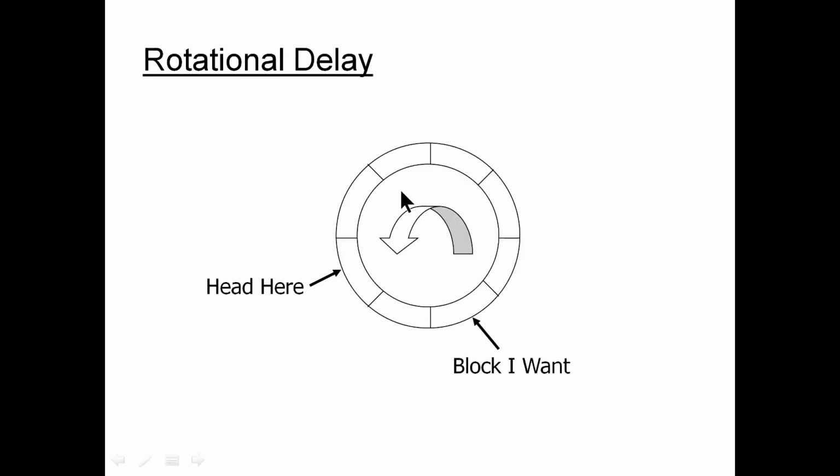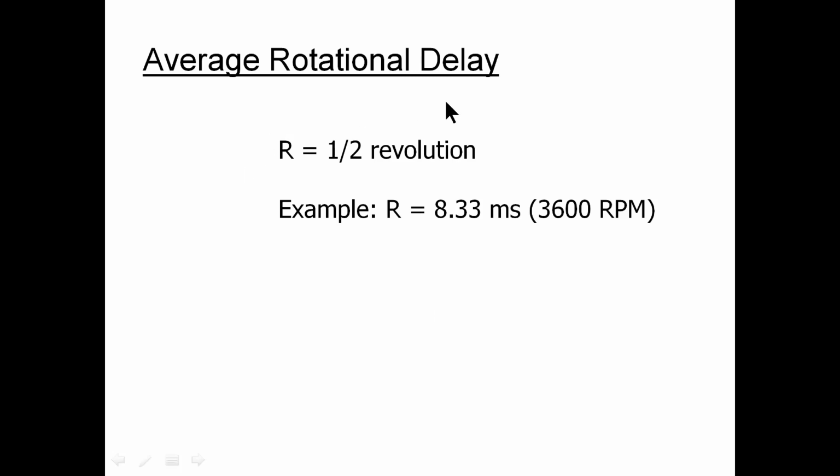Now rotational delay: the head is here and the block you want is here. So there is a rotation in order to get this block under the head to do the read or write, and this is the rotational delay. Average rotational delay is generally half a revolution. It is 8.33 milliseconds if the disk is 3600 RPM, revolutions per minute. But present disks are even 15,000 or 20,000 RPM. It's very fast.